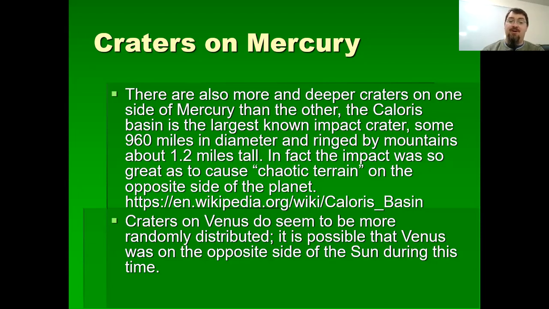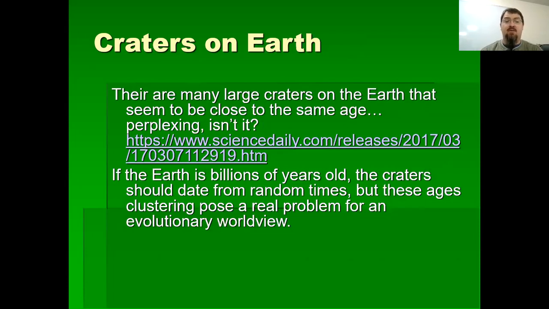And they call it the Caloris Basin because it gets so hot over there. So craters on Venus could be different, since Venus is on the other side of the sun. By the time all that junk got to Venus, it was much more randomly distributed. Don't really know. But again, we can explain the craters on Mercury.